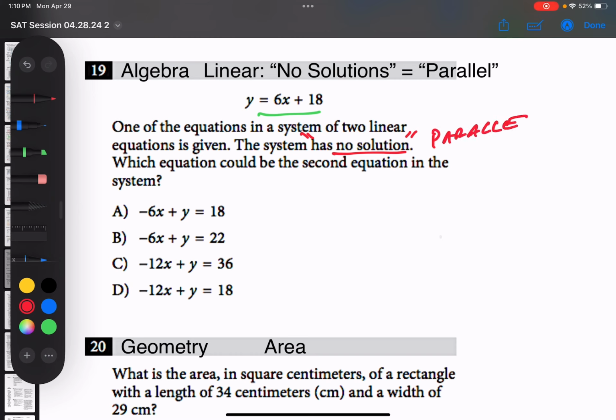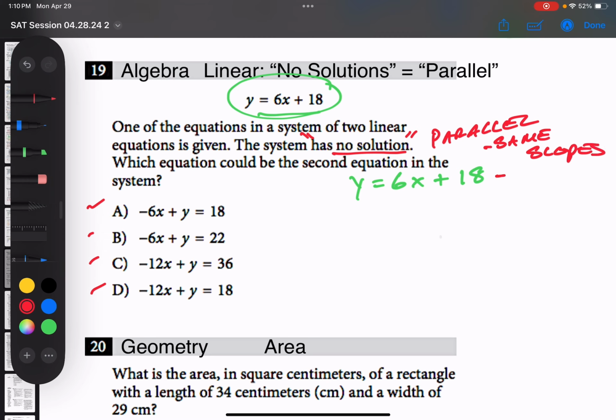Now, they didn't give us the second line. They're telling us that one of the answers, one of these guys, has to be the formula that is parallel to this guy right here. So I'm going to slide this here. y equals 6x plus 18. So if I'm going to find the formula A, B, C, or D that is parallel to it, that means if they're parallel, they have to have the same slopes, but different y-intercepts. Got it? That's all you need. So one of these has to have the same slope with a different y-intercept.